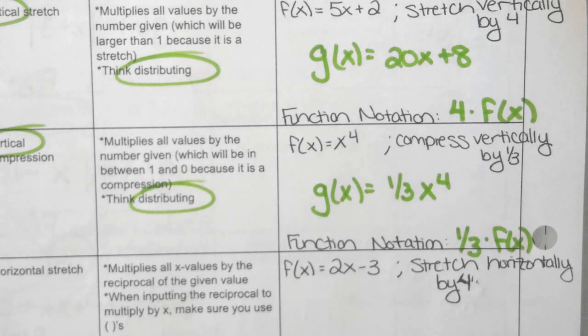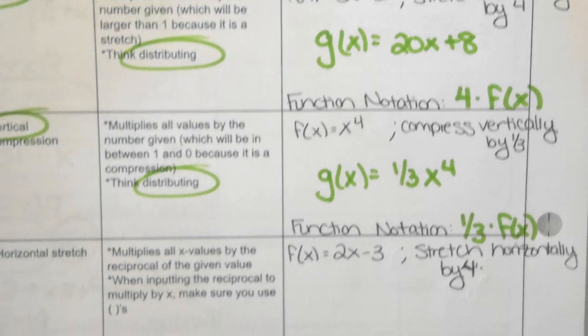Next. Horizontal stretches and compressions are a little bit trickier. Remember a minute ago when we did the shifts? We shifted left or right and it went in as the opposite because the graph compensated? The same thing happens here. We've got a compensation thing going on.